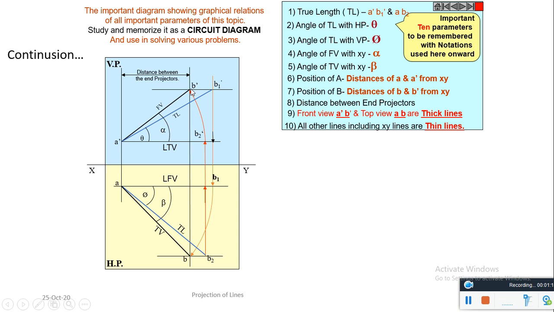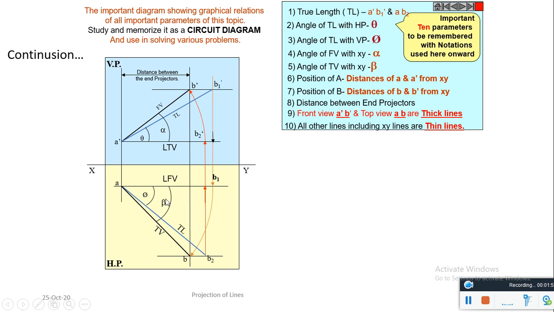A dash B dash is the front view and AB is the top view. Please note the location of point A, that is A dash and A. These are on a straight line. Location of B, that is projection of B, are B dash and B. These two are also on a straight line. This is the distance between the end projectors. Distance between the end projectors is also noted.